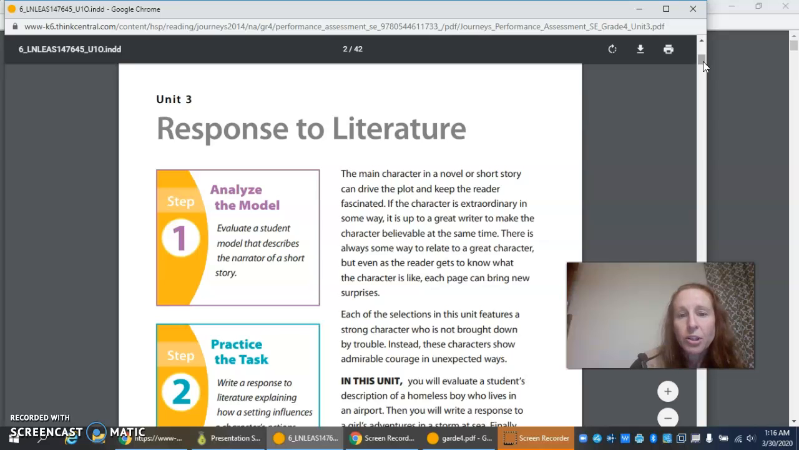I'm just going to read this to you. You can follow along. The main character in a novel or short story can drive the plot and keep the reader fascinated. If the character is extraordinary in some way, it is up to a great writer to make the character believable at the same time, which sometimes can be hard. There's always some way to relate to a great character, but even as the reader gets to know what the character is like, each page can bring new surprises.